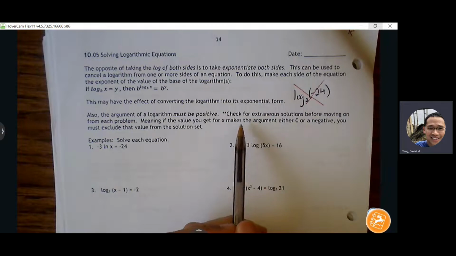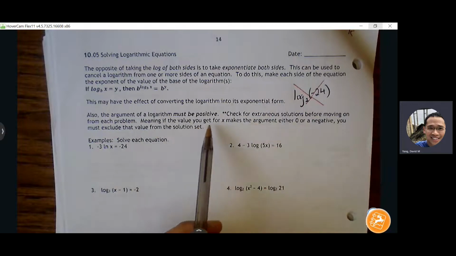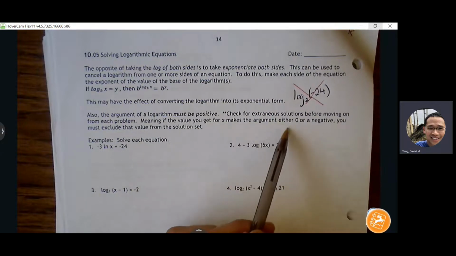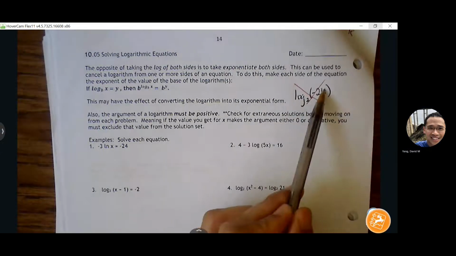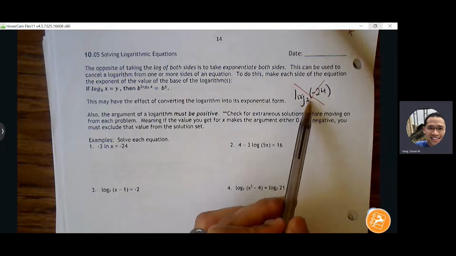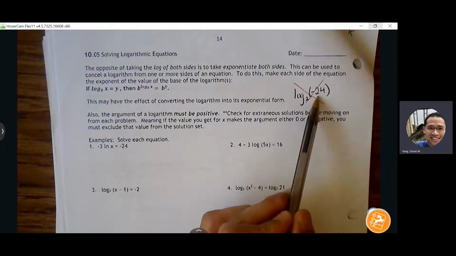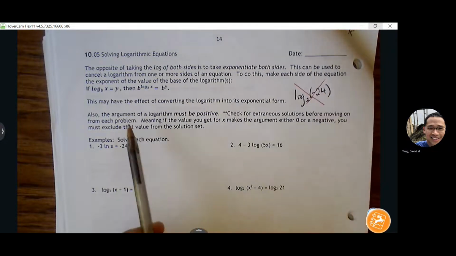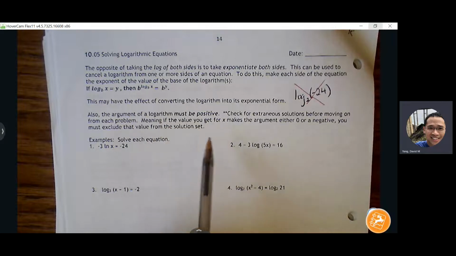Check for extraneous solutions, meaning if the value you get for x makes an argument either 0 or negative, an argument is basically in this slot. It's not the base, but it's the value inside the log. You must exclude that value from the solution set.